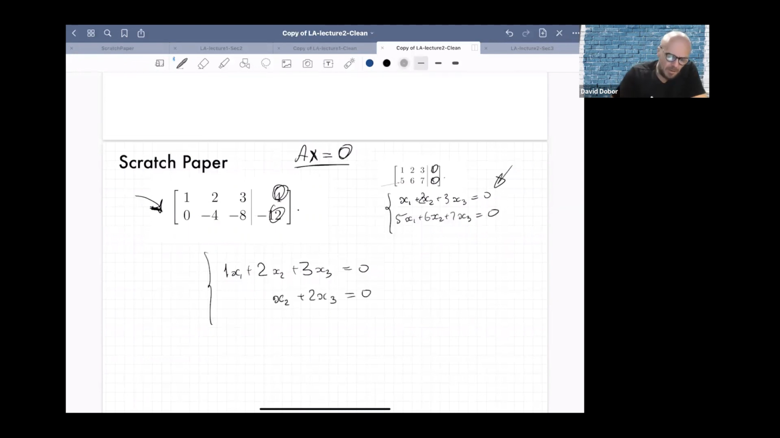So my question to you: solutions to this. People who have taken linear algebra, or who haven't taken linear algebra. First of all, do I have any solutions? Do I have a unique solution? Or do I have more than just one solution? Can somebody help me out?